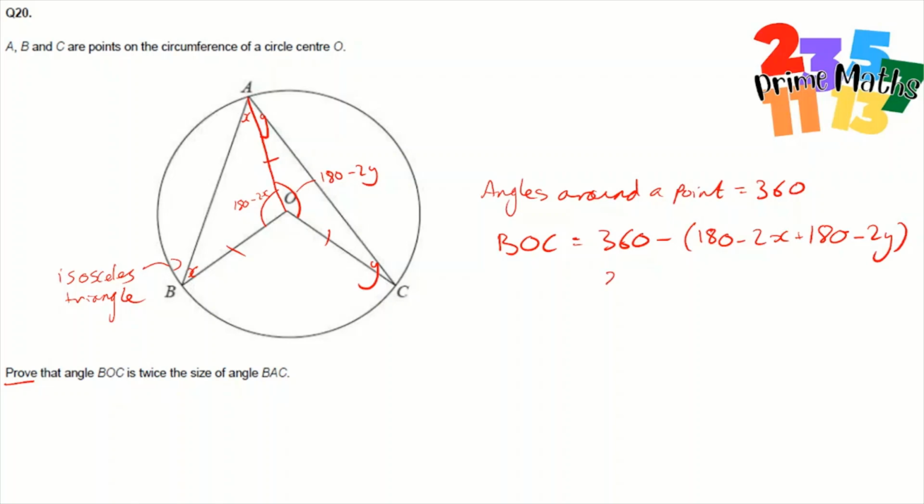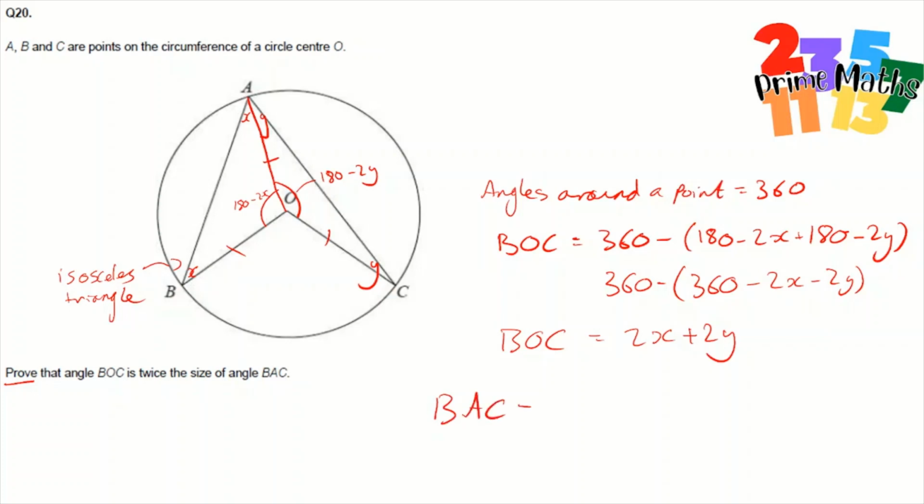Okay, we can see that that simplifies to 360, take away 360 minus 2x minus 2y, which gives us angle BOC as just 2x plus 2y. We've labelled angle BAC already as x plus y, and then we can say that this is proved. Angle BOC is double angle BAC.